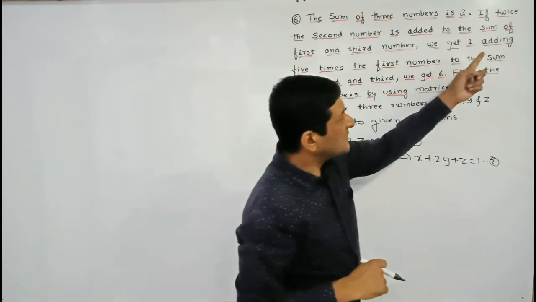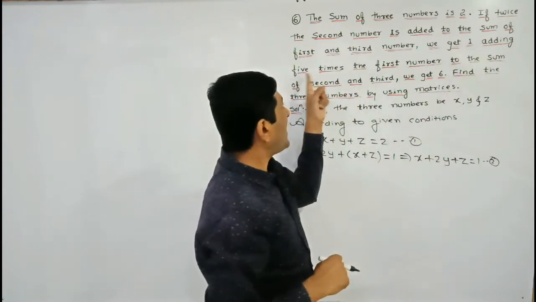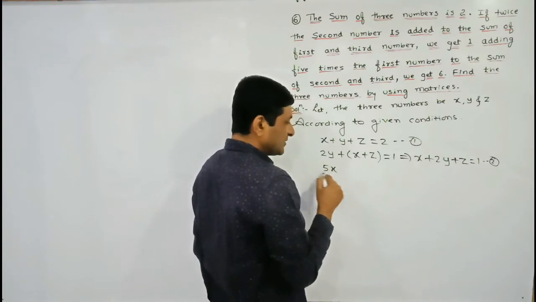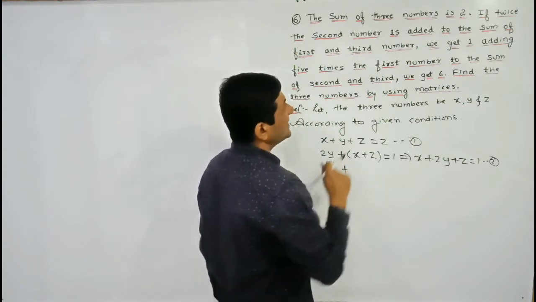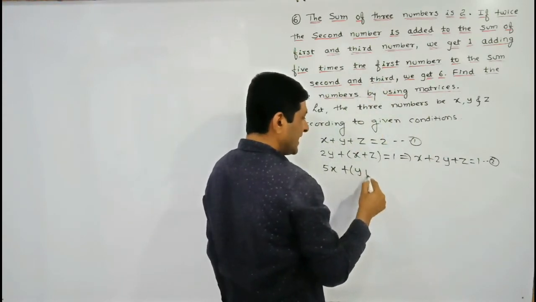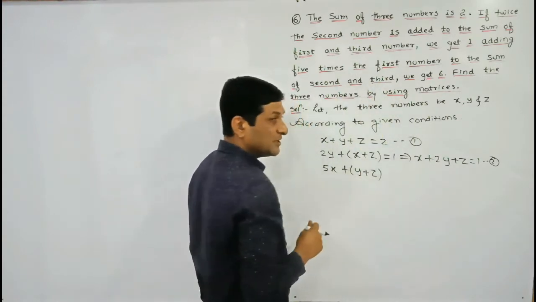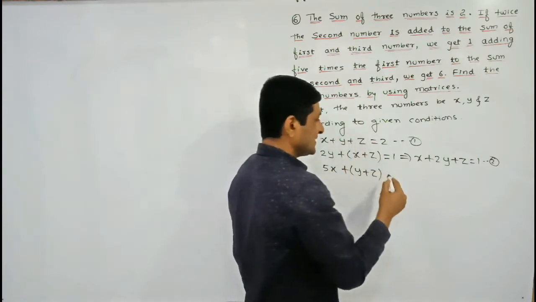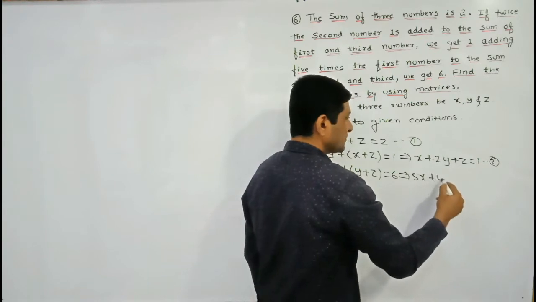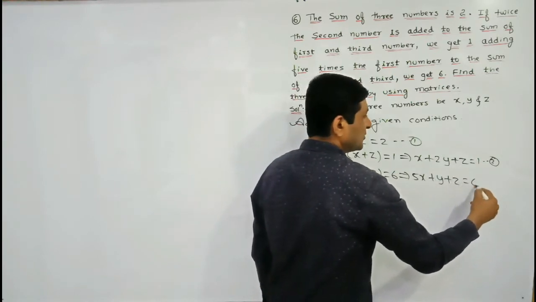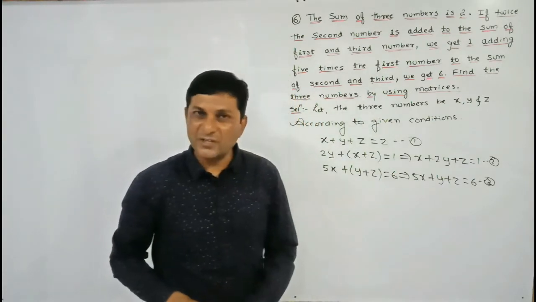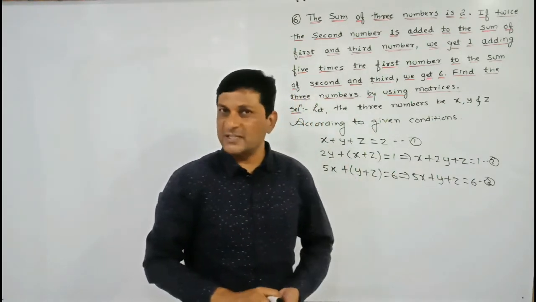Now observe the third condition, adding 5 times the first number. 5 times the first number means 5x is added to what? The sum of second and third. Sum of second and third means second is y and third is z, gives 6. This equation can be written as 5x plus y plus z is equal to 6. This will be our third equation. In this way we have got three equations using the given conditions in the example.